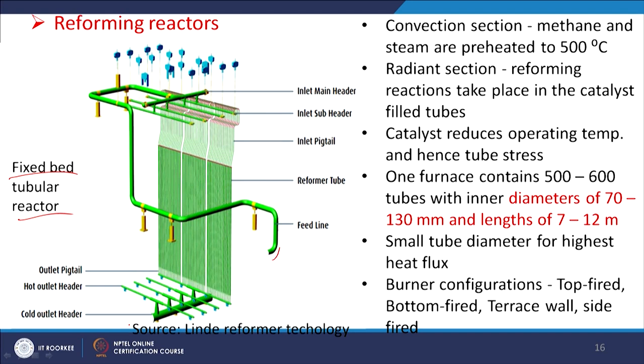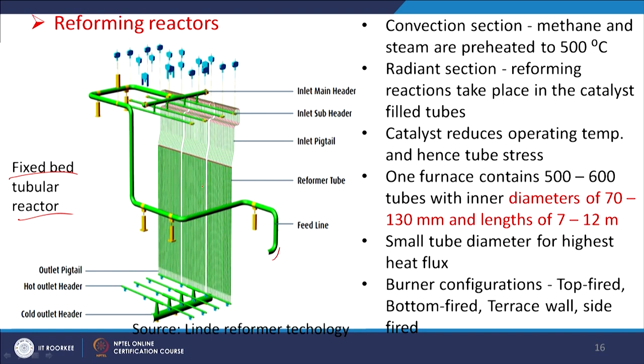So, in this case, in the tubes of this reactor, the reforming reaction takes place, and the heat is provided by the combustion of another fuel gas on the outside of the tubes.